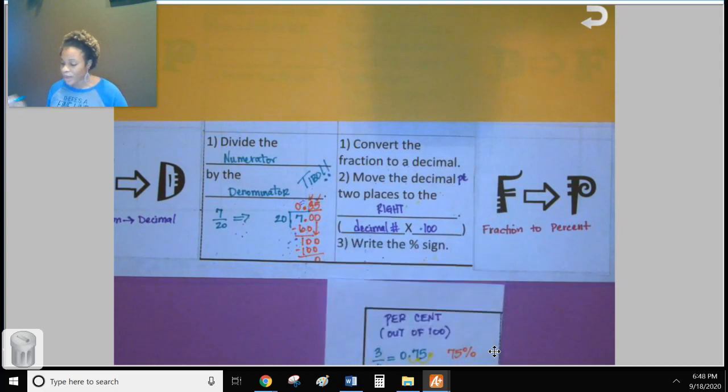So let's review. How do you go from a fraction to a percent? You convert the fraction to a decimal, then you move the decimal point 2 places to the right. That's the same as multiplying the decimal number times 100. And then you write the percent sign. Now let's get into some practice.